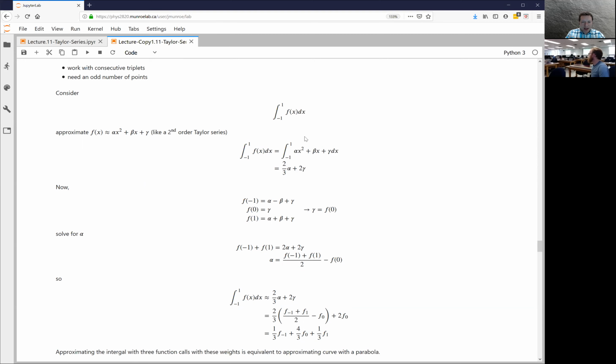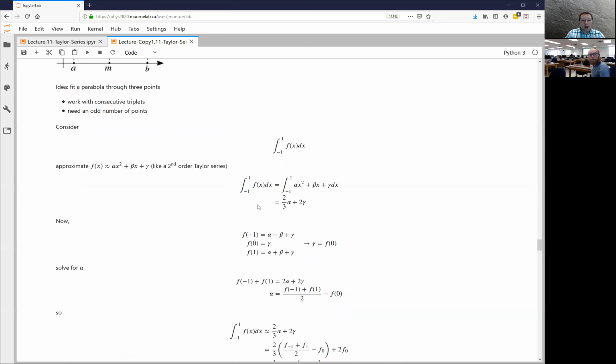If I could write that in terms of alpha times x squared plus beta times x plus gamma, then the integral of this thing would be 2/3 of alpha plus 2 times gamma. That's just the integral of any parabola. I don't know, for a given function f of x, what the parameters alpha, beta, and gamma should be, but I can solve for them.